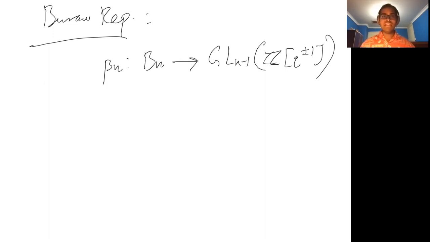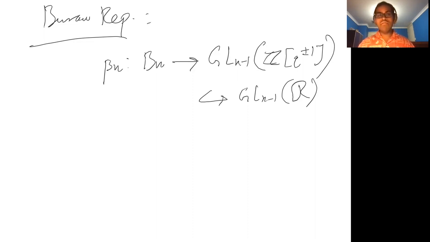Now, maybe you don't like Z adjoin q to the plus-minus 1. It looks a bit weird. If that's the case, you can think of q as a transcendental. So you can map q to pi, and that would visualize Z[q, q^-1] as a subring of the real numbers. So you can think of the Burau representation, when mapping q to pi for example, as just mapping into GL_{n-1} of R. This representation was defined by Burau in the 1930s.